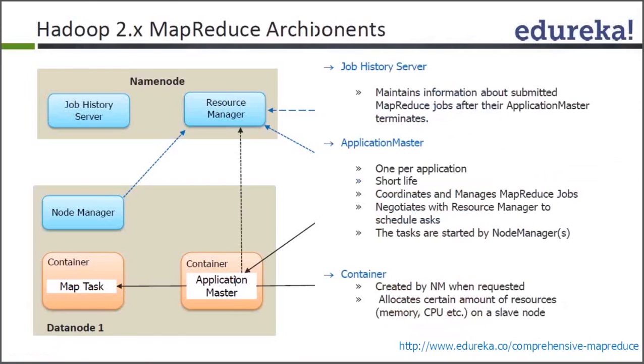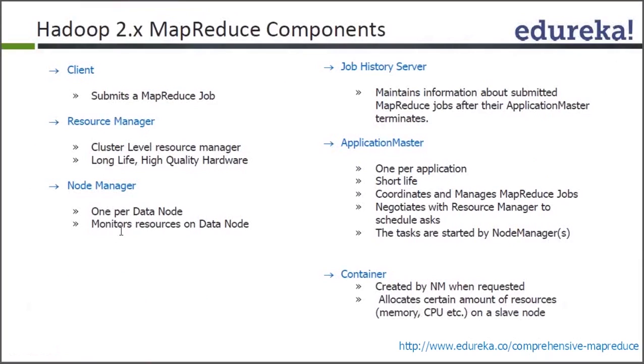Fantastic. Let's move on. So these are all the different components we have in MapReduce. I have just explained that to you. It's better to put that into a document. The client is a person who submits a MapReduce job. The resource manager is a cluster level resource manager, long life, high quality hardware. The node manager is one per node which monitors the resources on the node. It will interact with the resource manager for getting the resources. The capacity scheduler will also come into the picture at that time.